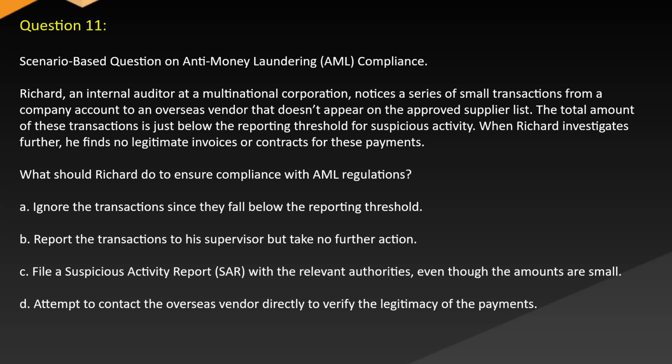A. Ignore the transactions since they fall below the reporting threshold. B. Report the transactions to his supervisor but take no further action. C. File a suspicious activity report, SAR, with the relevant authorities, even though the amounts are small. D. Attempt to contact the overseas vendor directly to verify the legitimacy of the payments.